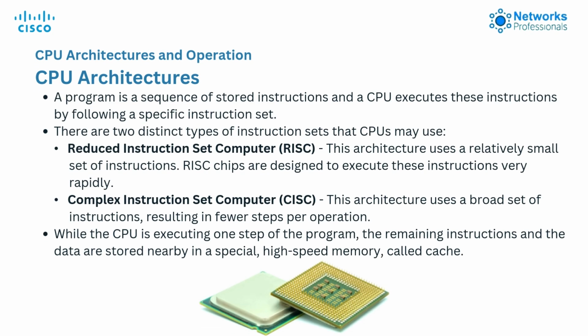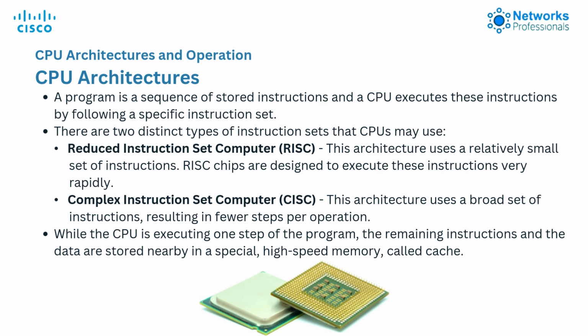The third topic is advanced computer functionality. CPU architectures and operation. CPU architectures. A program is a sequence of stored instructions and a CPU executes these instructions by following a specific instruction set. There are 2 distinct types of instruction sets that CPUs may use. Reduced Instruction Set Computer, RISC. This architecture uses a relatively small set of instructions. RISC chips are designed to execute these instructions very rapidly.